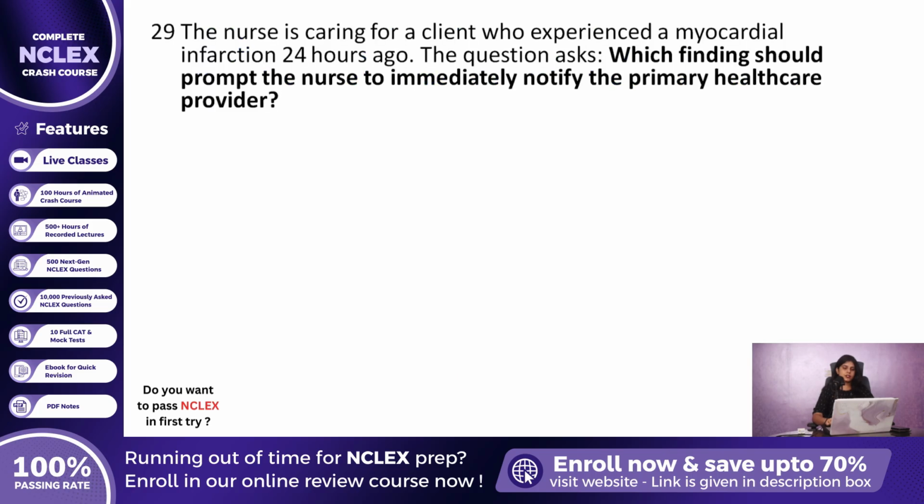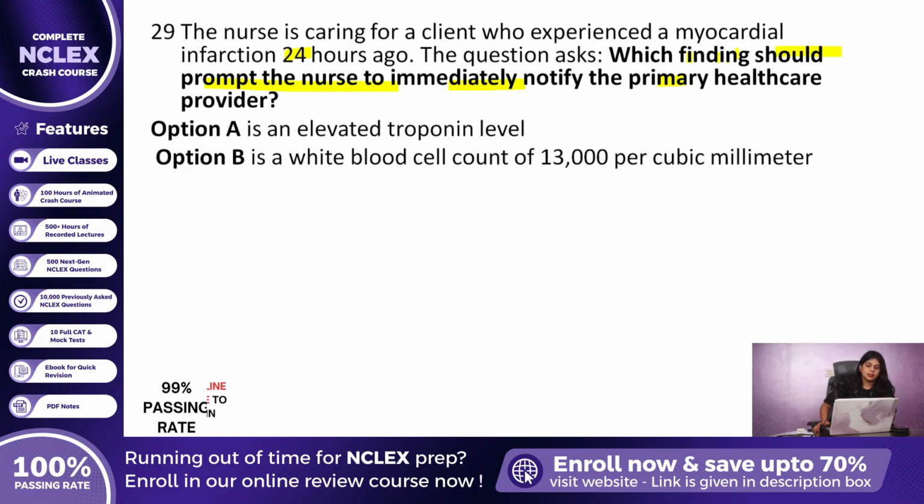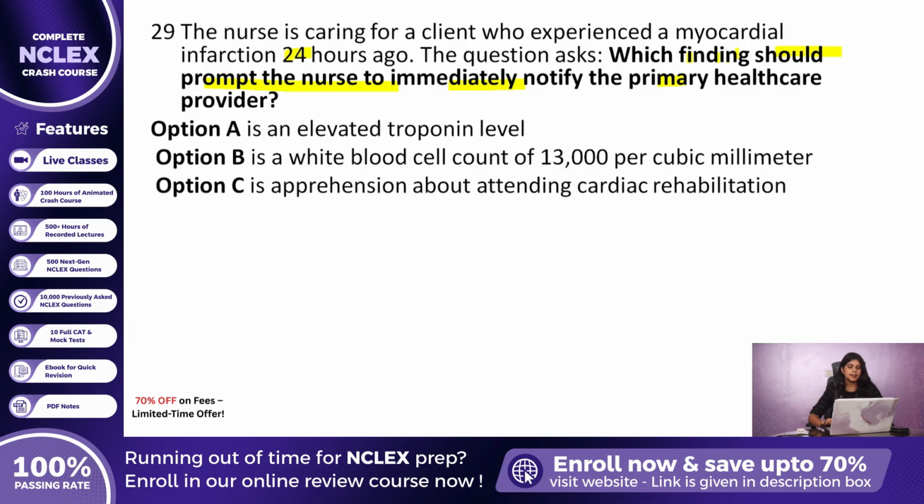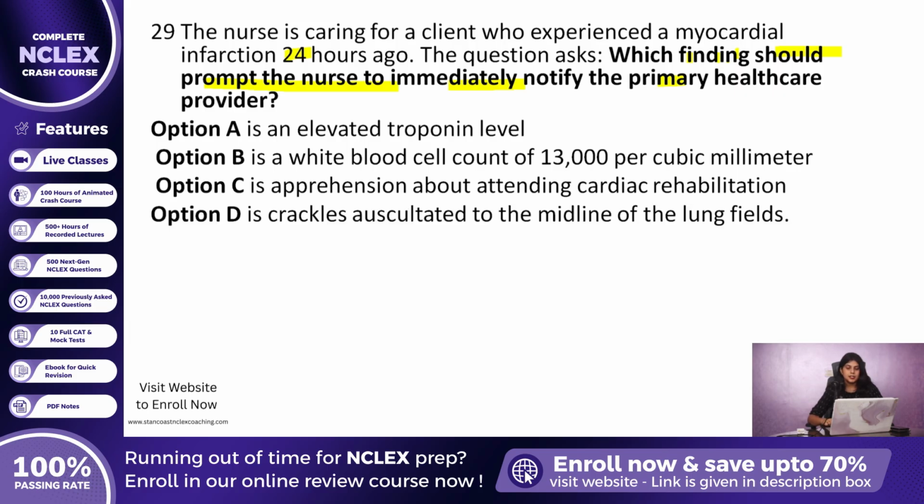Let us begin with question 29, which focuses on recognizing a serious complication after a myocardial infarction. The nurse is caring for a client who experienced a myocardial infarction 24 hours ago. The question asks, which finding should prompt the nurse to immediately notify the primary healthcare provider? Here are the options. Option A is an elevated troponin level. Option B is a white blood cell count of 13,000 per cubic millimeter. Option C is apprehension about attending cardiac rehabilitation. And option D is crackles auscultated to the midline of the lung fields.